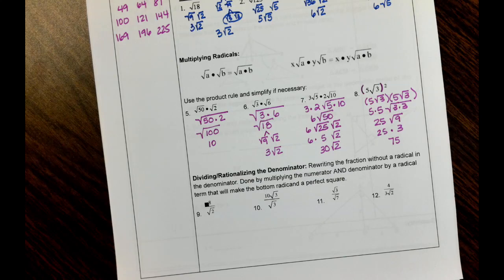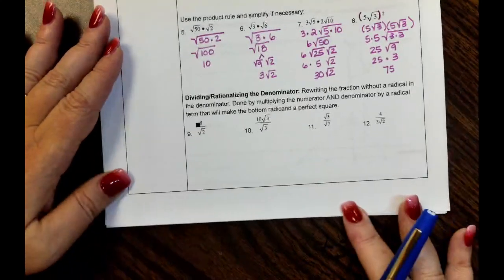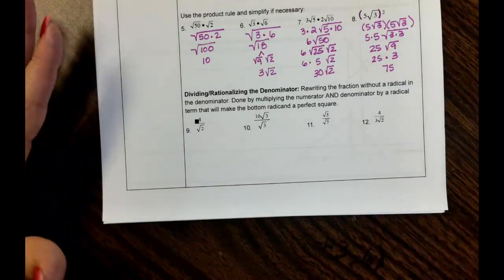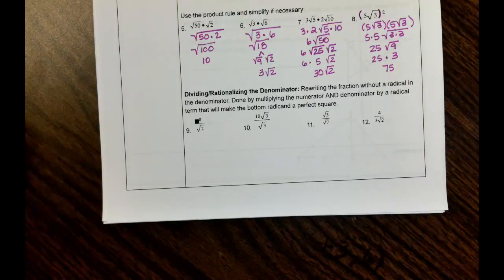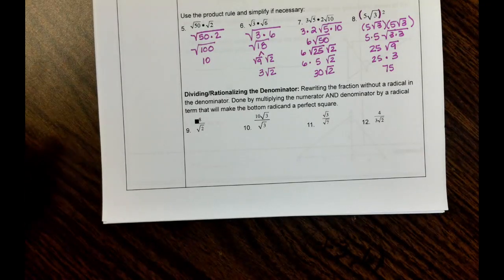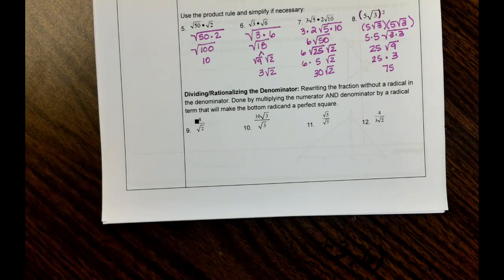Okay, now what about division? The division, we're not actually dividing the radical. What we're actually doing is called rationalizing the denominator. In math, you are not allowed to leave a radical in the denominator. That's best practice. So we want to rewrite it without a radical in the denominator.